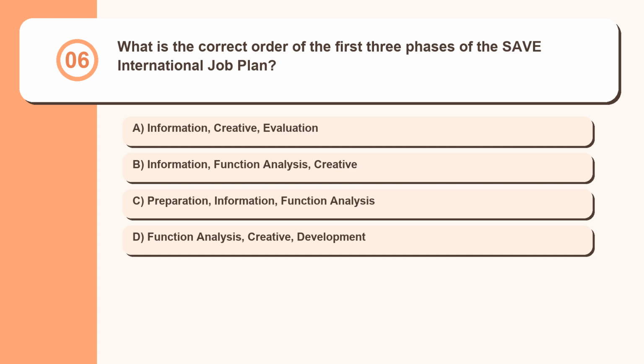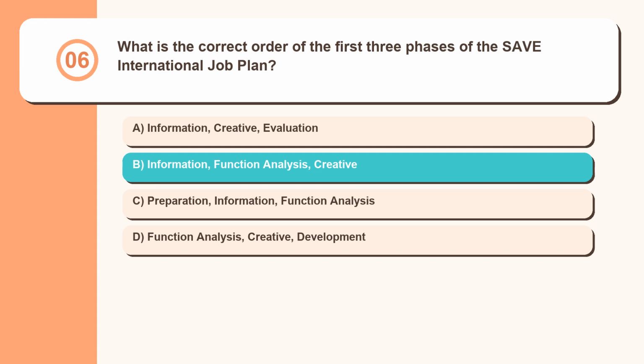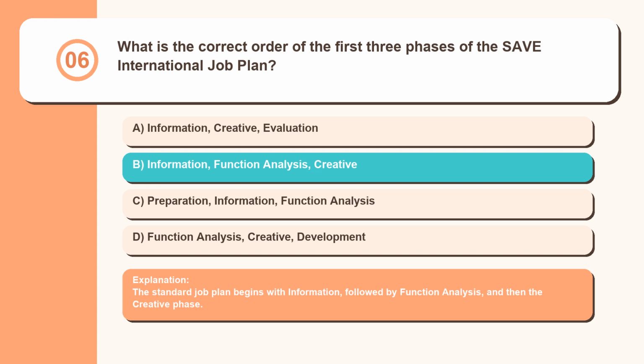Question 6. What is the correct order of the first 3 phases of the SAVE International Job Plan? Information, creative, evaluation. Information, function analysis, creative. Preparation, information, function analysis. Function analysis, creative, development. The standard job plan begins with information, followed by function analysis, and then the creative phase.